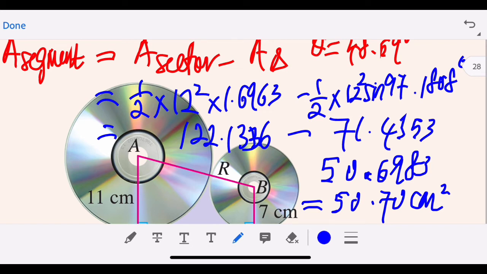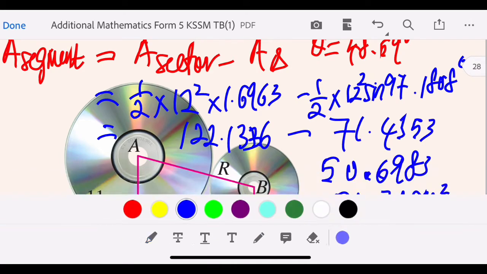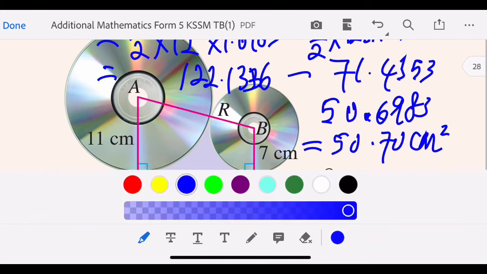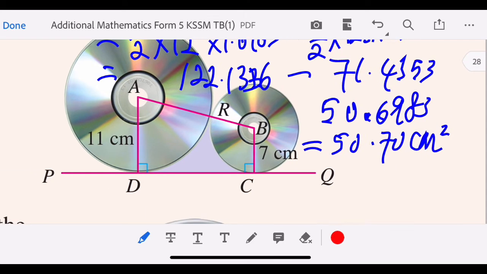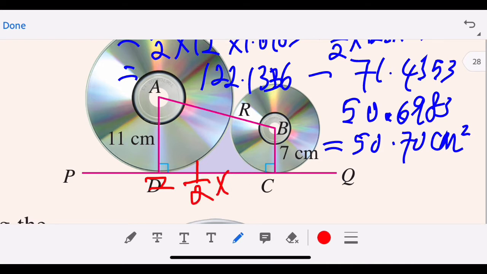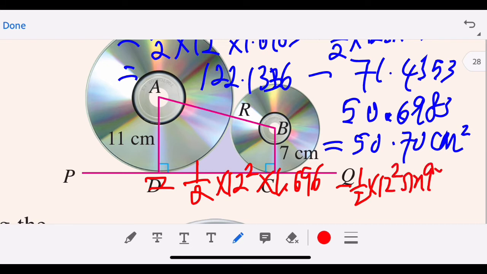But some of you maybe use 1.696, so your answer will be a little bit different. Let me show you. The problem is some of you take 1 over 2 times 12 squared times 1.696 minus 1 over 2 times 12 squared sine 97.